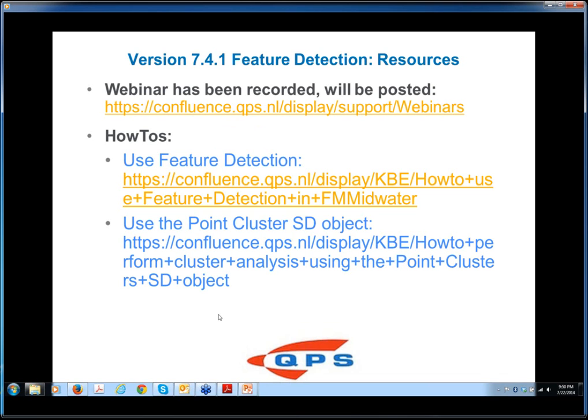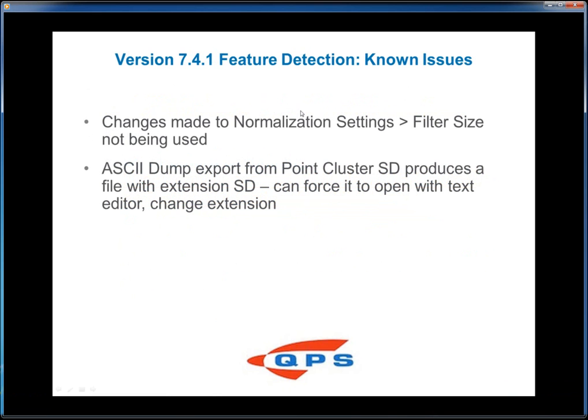But before I do that, the one other thing I wanted to mention: the 7.4.1 came out a few weeks ago, and we've been playing with this, and the tool's gotten out. So there are two known issues that we do know about at this point, and Mark mentioned both of them during the presentation. If you make changes to the normalization settings, within that feature detection tool itself, if you change the filter size, it's not being honored. So it's not remembering it, it's not using it, and we do realize that that's an issue, and it will be fixed soon.